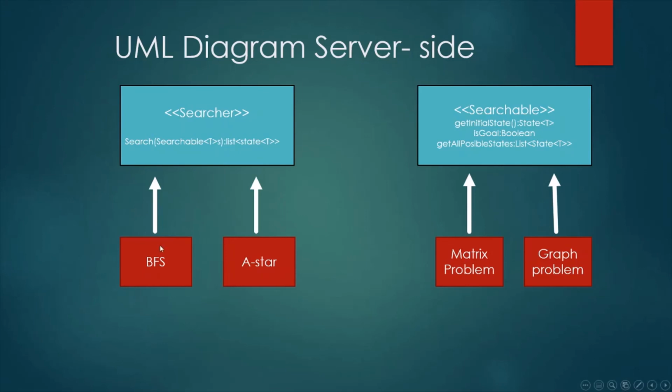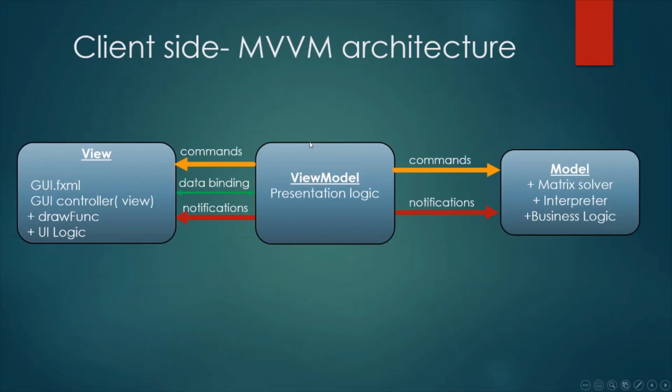We implement the BFS algorithm and the ASTAR algorithm, and they implement the Searcher interface. The client side is designed by the MVVM architecture. The view contains the JavaFX configuration by the fxml file and the GUI controller, which acts as the controller of the view. The whole view acts as an observer to the view model.